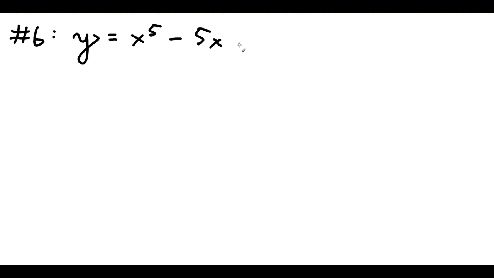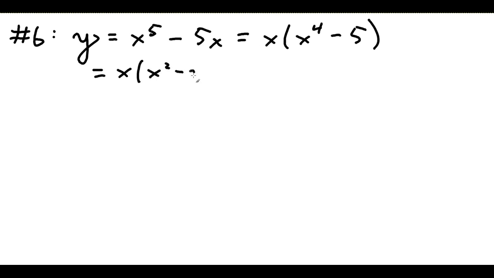Let me pop to another copy of this, and let's go ahead and factor y. Sometimes it's nice to have our function in more than one form. If we pull out an x from that, we see that we have x times (x to the fourth minus 5). And depending on what we need with this, we might want to factor further. We can treat that as a difference of squares. This is (x squared minus the square root of 5) times (x squared plus the square root of 5).